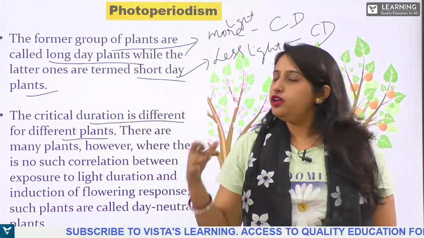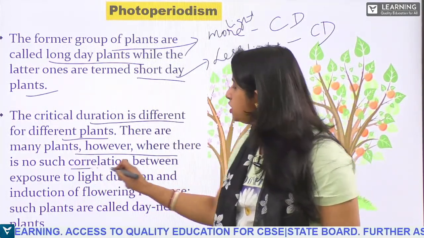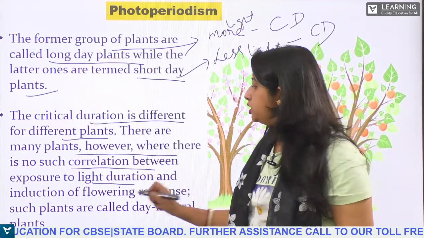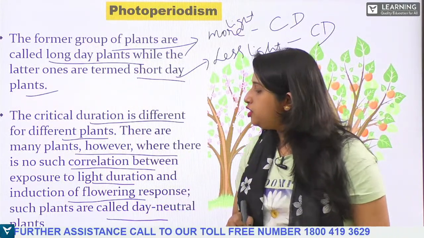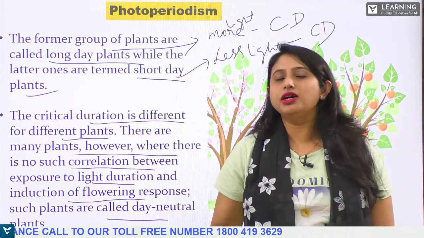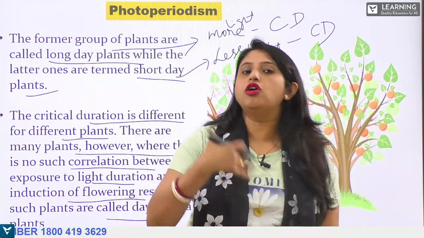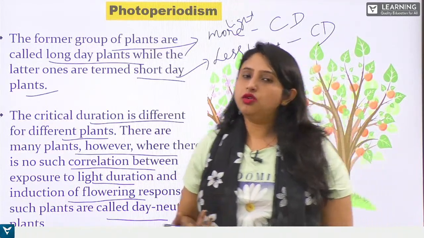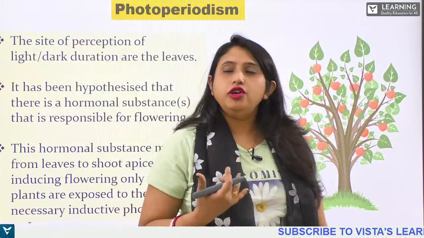There are many plants, however, where there is no such correlation between the exposure to light duration and the induction of flowering, and they are called day neutral plants. So there are some plants where there is no correlation between the exposure to light and the inducing of flowers in the plants. These plants are known as day neutral plants.